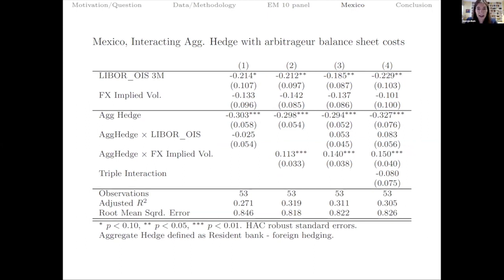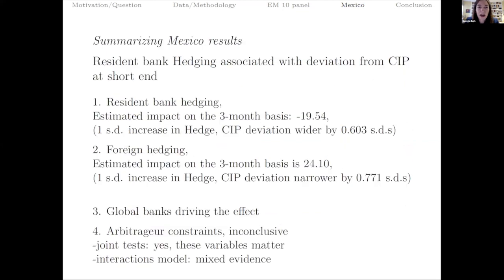I will, in the interest of time, just sum up. From the Mexico case study, we corroborated the emerging market panel study results showing that the resident bank hedging has an impact on the foreign currency markets and is associated with a wider CIP deviation. In the Mexican case study, the variables are standardized, so you can actually back out the magnitude of that effect, and it's around 20 pips. For the foreign hedging, it's positive, and it's 24 pips.